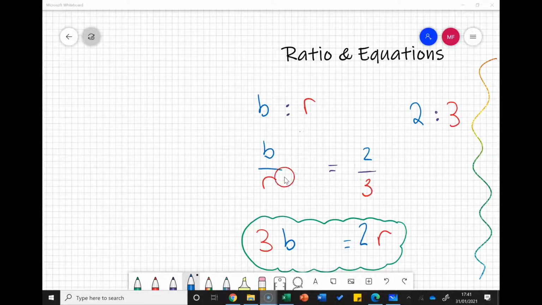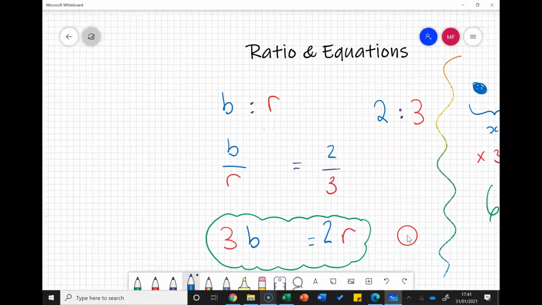So we could times both sides by 3, which means that 3 will disappear and you'll get a 3 here. Times both sides by red, that red would disappear and you end up with this. So we're saying that 3 times the blue counters will be the same as 2 times the red counters. Okay, now I think that's really tough to get your head around. Let's see if this helps with a little picture.